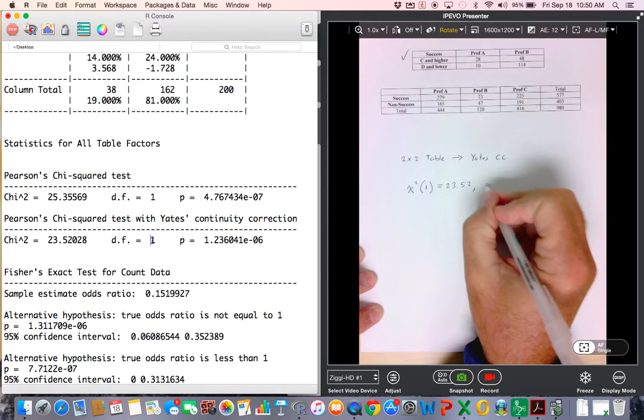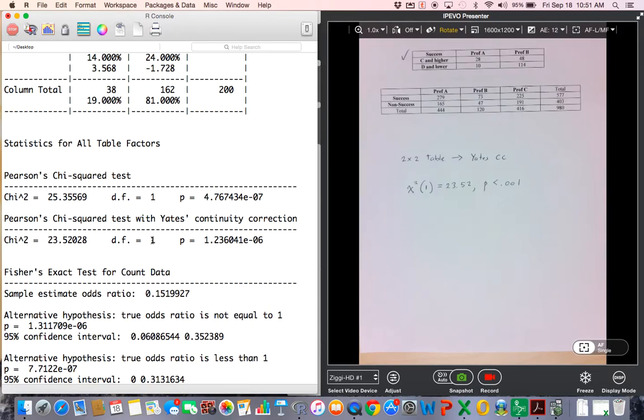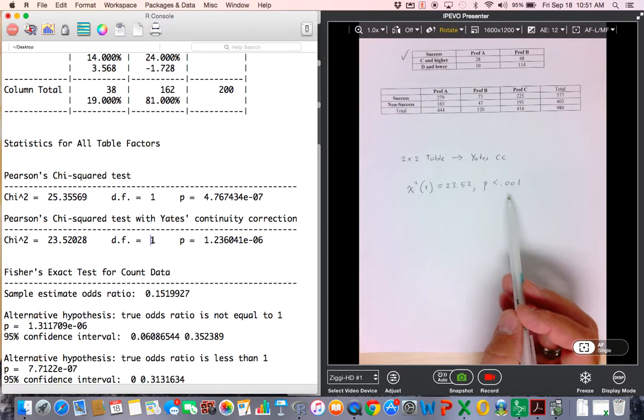And then I report the lowest level of significance at which my p-value falls below. So again, 0.001 is the lowest level of statistical significance, 0.01 is the next, 0.05 is the next, and if we get a p-value above 0.05, then we just report it.